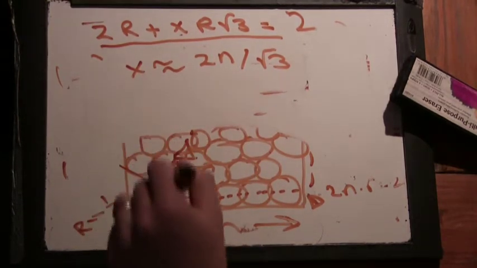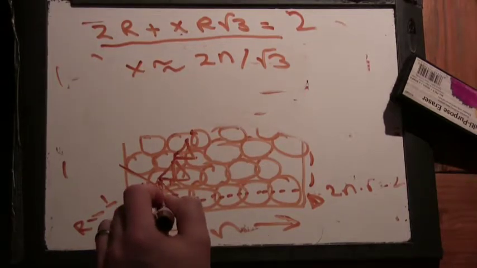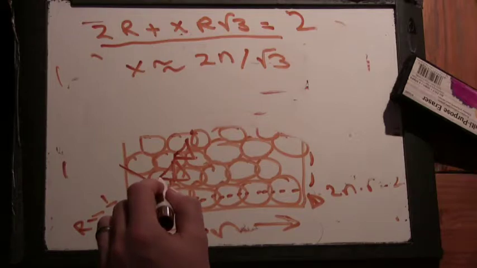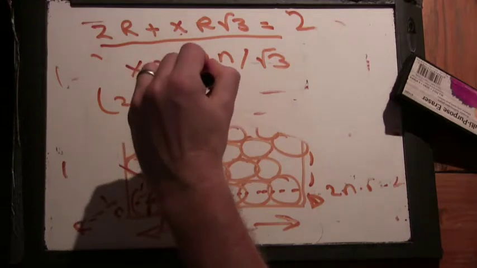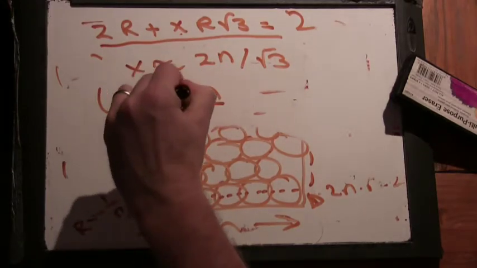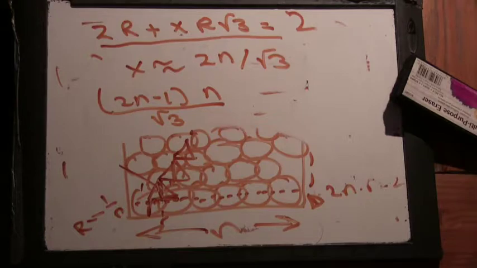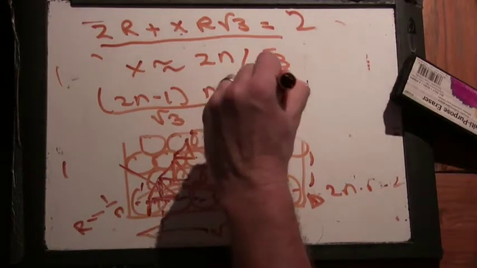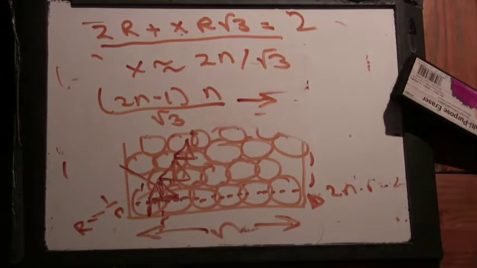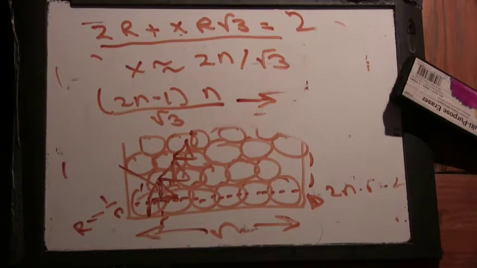All right, so that was a good way of thinking about it. N plus n minus 1, so 2n minus 1 times x over 2, times n over root 3. That's the number of circles, approximately. And then what's this going to look like as n goes to infinity? This will look like 2n squared over root 3.